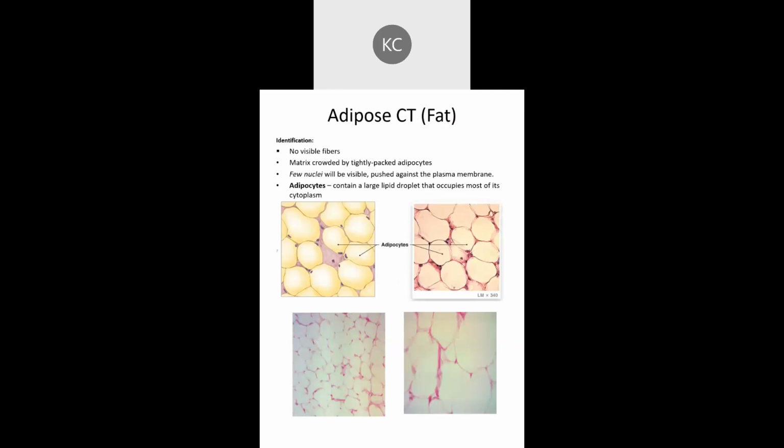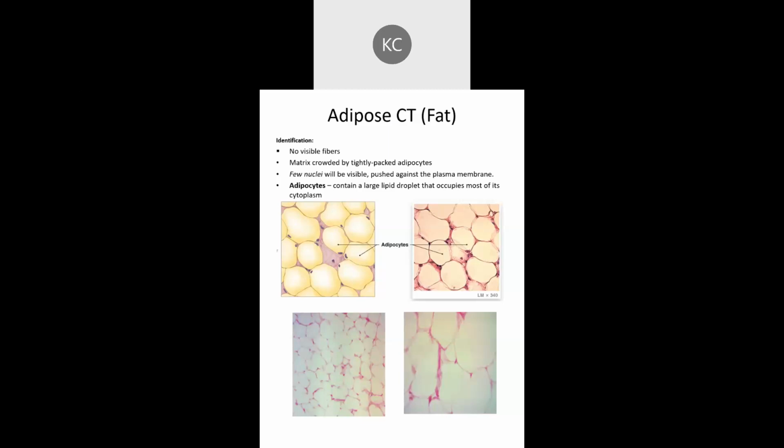All right. Okay, so the second type of connective tissue that we'll look at is adipose tissue. So adipose tissue is another type of loose connective tissue, and this is what's just generally referred to as fat, right? And so this is an example of where you see a very distinct appearance to the tissue. So some tissues are harder to differentiate than others. Adipose tissue is usually a very easy one to identify.